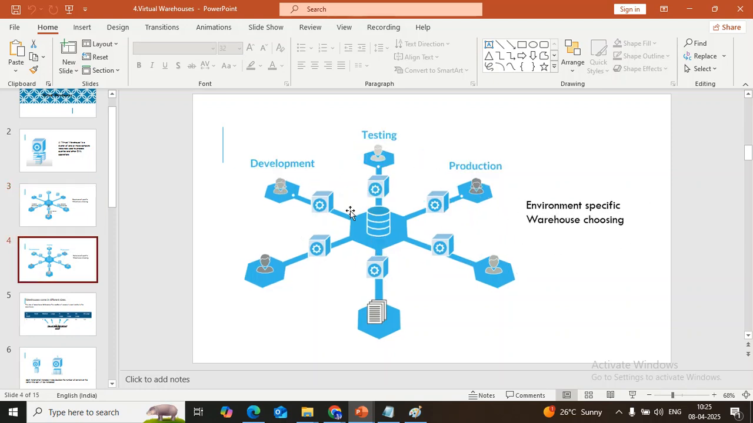And this one is environment-specific: we have only three warehouses, production, development and testing, and we have given the full credentials here, utilizing all the work in those three warehouses only. But this is not good practice. We can choose environment-specific for the database, not for the warehouses. Okay, got it? Yes, got it.